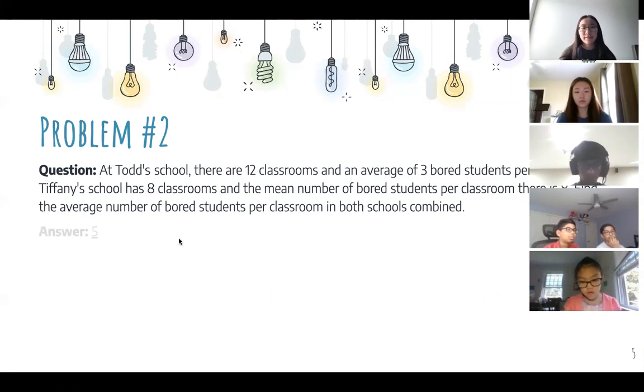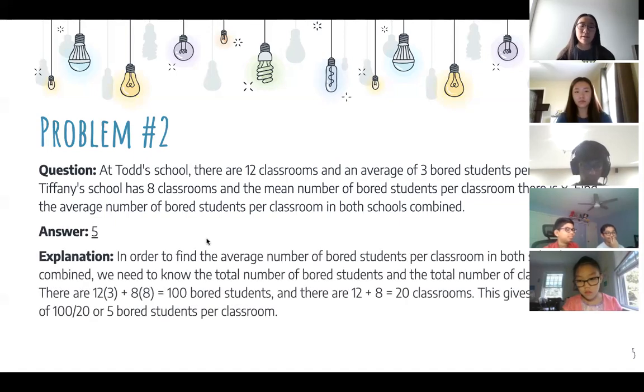All right, good. The answer is 5 students. And so to find what we need to find, first we have to calculate the total number of board students between both schools and the total number of classrooms. So in Todd's school, there are 12 classrooms and 3 board students per classroom. So that would be 36 board students. Tiffany would be 8 times 8, 64. And you add those together to get 100 total board students.